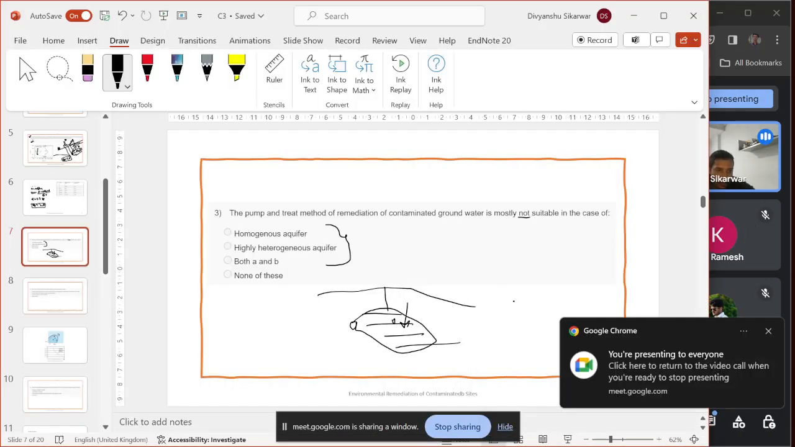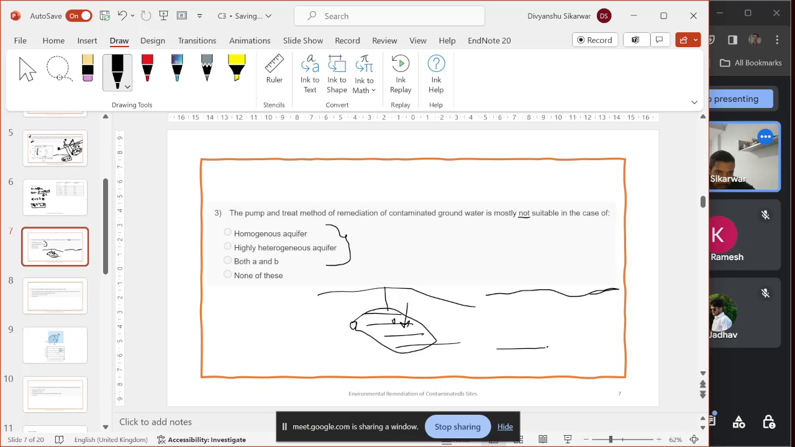Okay. So if this is the ground and this is the soil, mostly this method is more suitable for unconfined aquifers, right? Not suitable for confined aquifers. So we have soil here, and there's one contaminated zone, and I'm pumping out water.